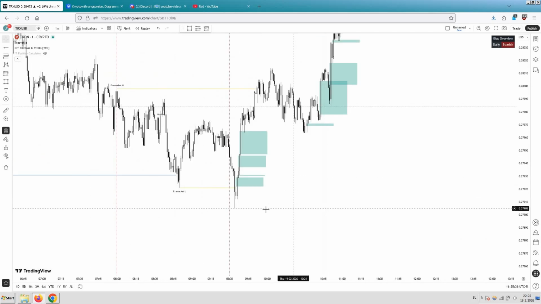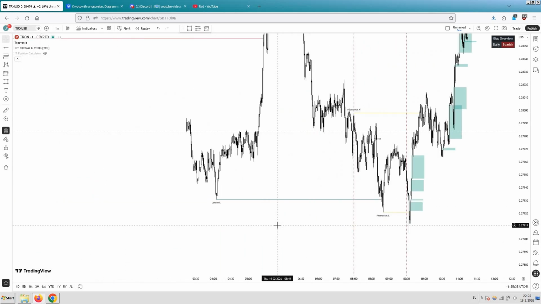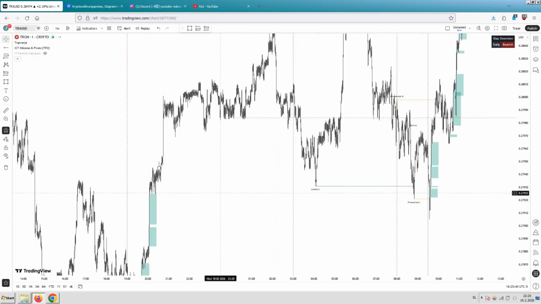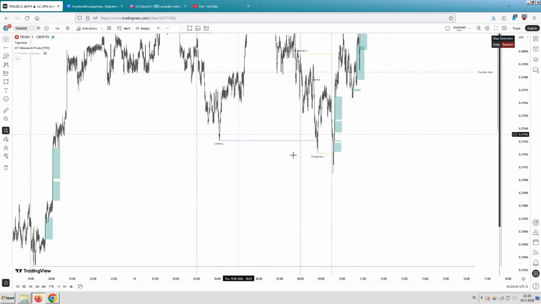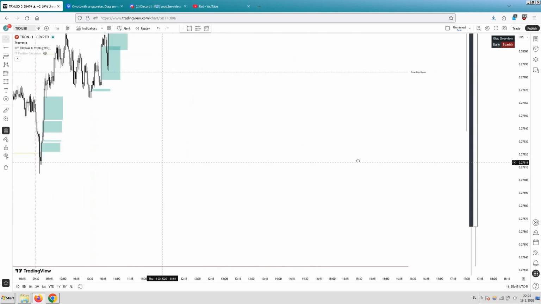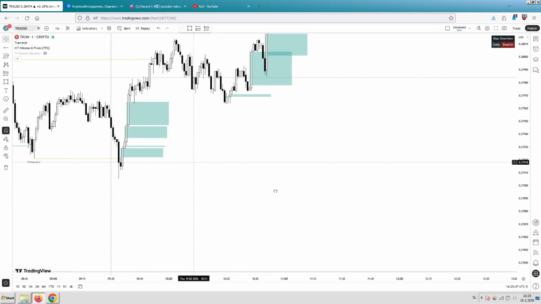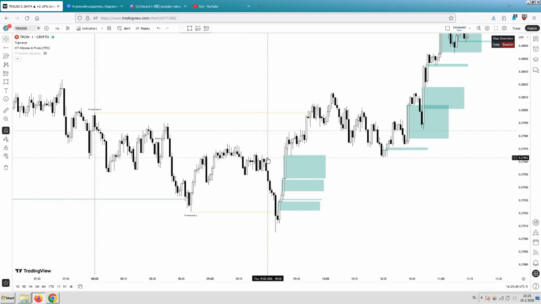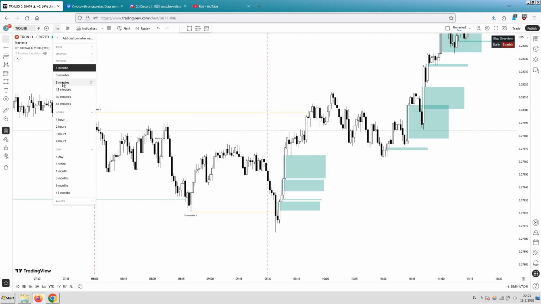So what do we have here? Let's take a look. We swept the London session low. We swept the pre-market session low, okay, before pre-market. So what happened afterwards? We have a little manipulation to the downside, okay. How do I know that this is manipulation?